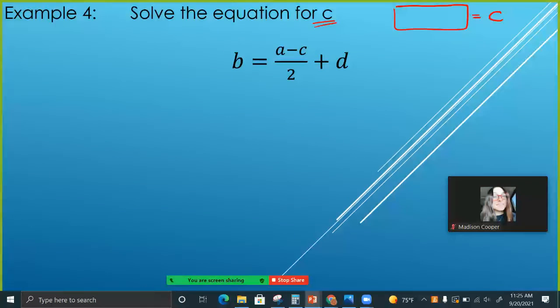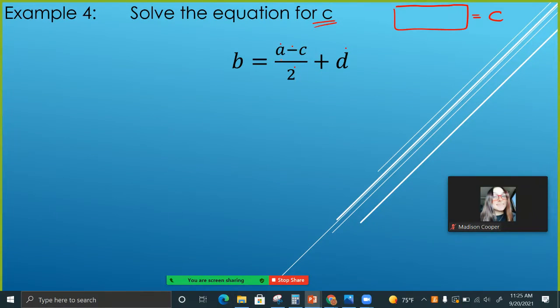But there's kind of a list of all the things that are happening, quote unquote, to the C. So we want to undo the A, got to undo the 2, and got to undo the D, and we have to undo that negative sign to the C. That's kind of its own thing. It's a fourth thing. So it can be confusing how to start, but remember, try to find the farthest away item from the variable that we're solving for and do that first.